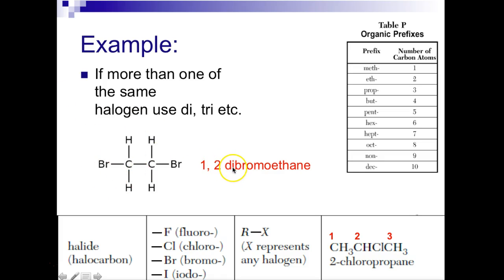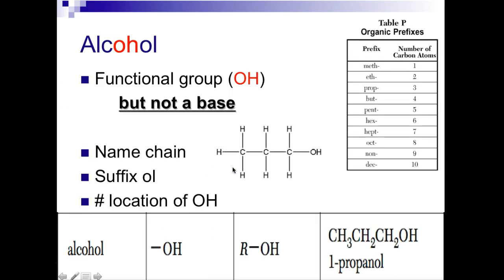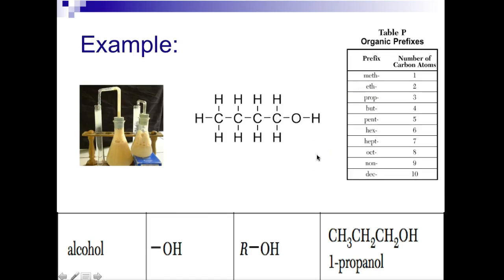That means 1,2-dibromo. If it's an alcohol, alcohol has OH in it, but it's not a base. So you're going to name the chain, use the suffix "ol", and make sure that you identify the location of your OH. If we look at this example, this is going to be 1-propanol because the OH group is on the first carbon. For this example, we have 1, 2, 3, 4 carbons and an OH group on it, so it'll be 1-butanol.